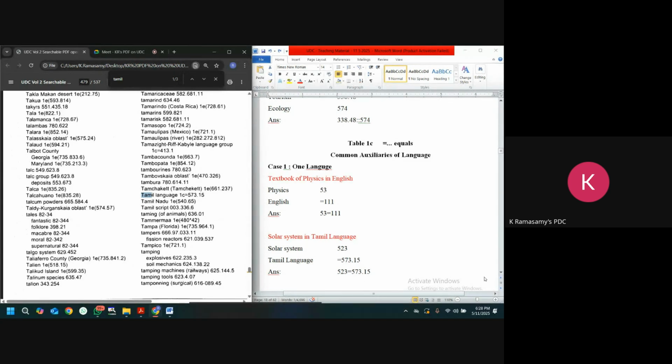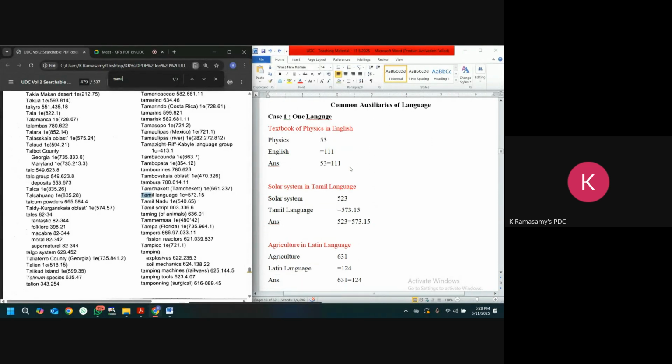Let me write this number. How to write the number? First of all, you need to write the main number. Then you write the number meant for the language, preceded by the equal to symbol. For example, case one: a physics book in English. What is the number for physics? 53, we know very well. What is the number for English? Equal to 111, which I just showed you.